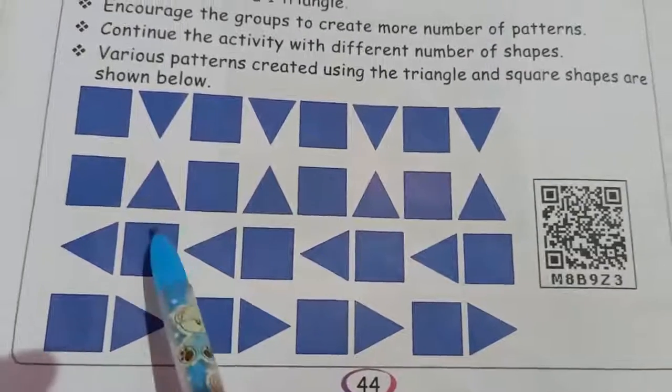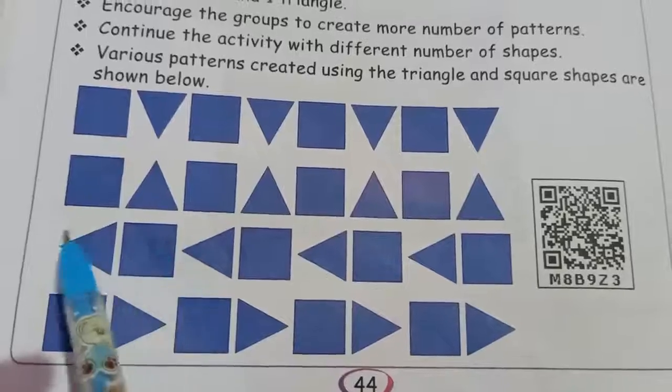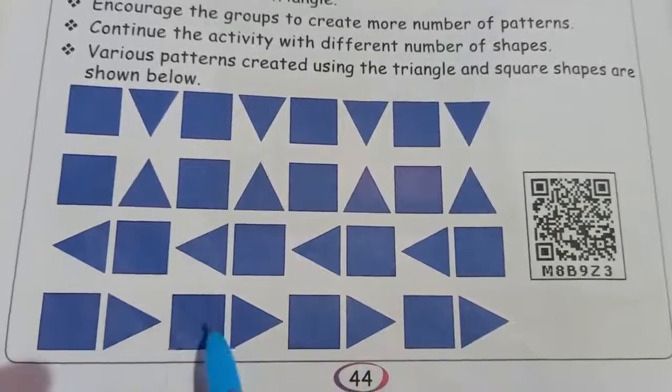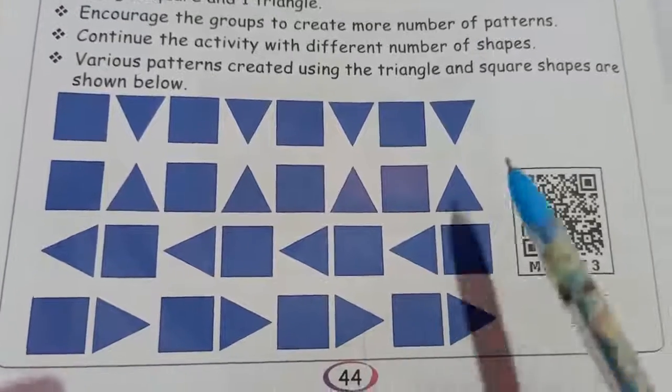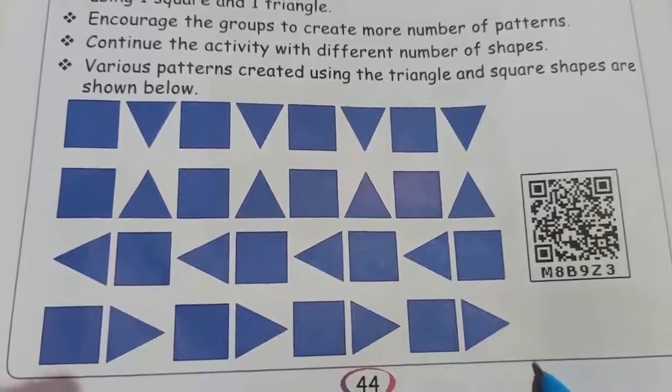Okay ma'am, see this one looks like an arrow mark. These two also joined means look like an arrow mark. So on the left side we have the arrow mark. Here we have right side arrow marks. Okay, so using one square and a triangle we can create these four models.